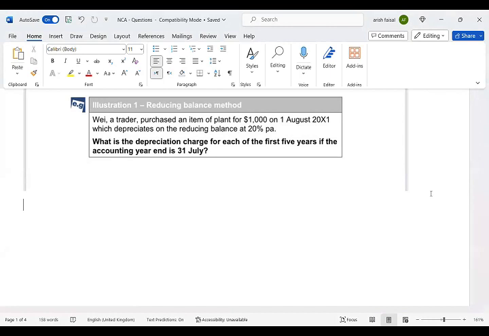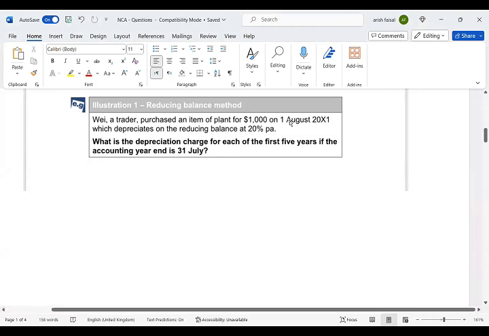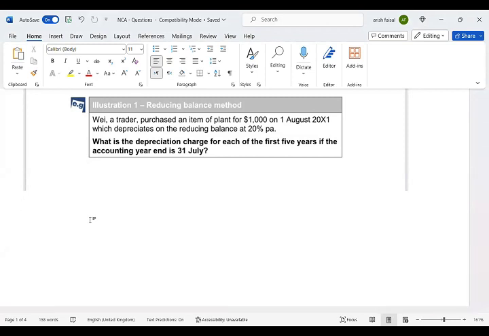Now, the question is, what is the depreciation charge for each of the first 5 years if the accounting year end is 31st July? So you see, in this case, the asset was bought on 1st August, which is the start of the accounting year. And so we don't have to worry about the months in this case, but this question will simply explain to you how to charge reducing balance method depreciation.